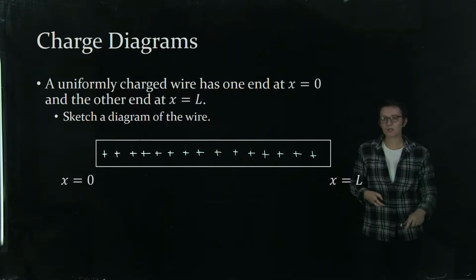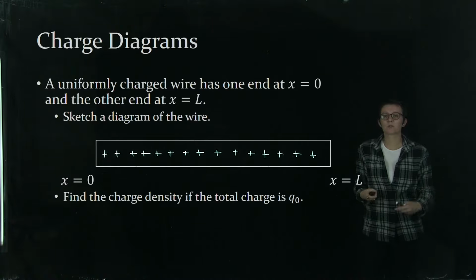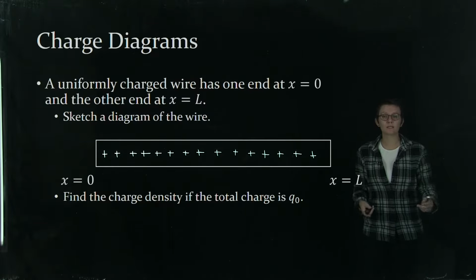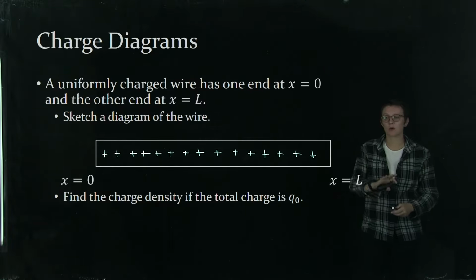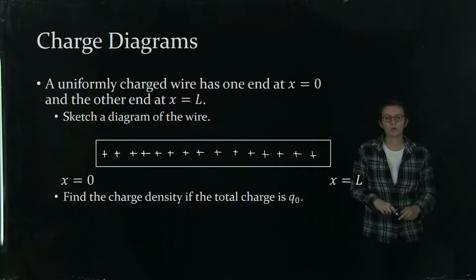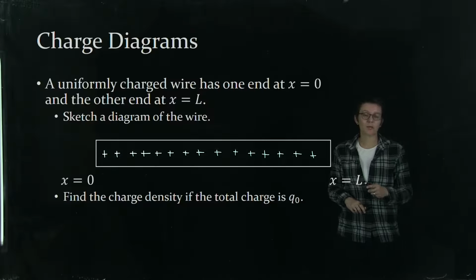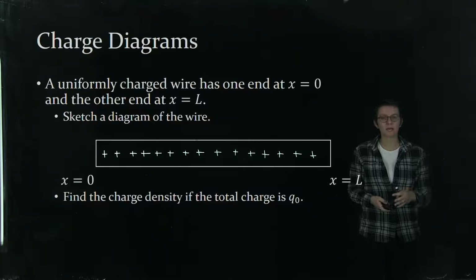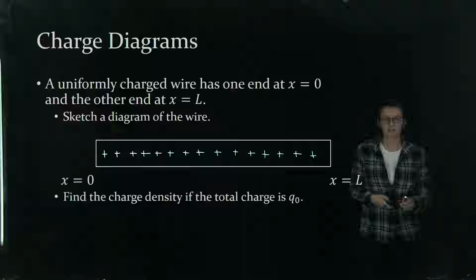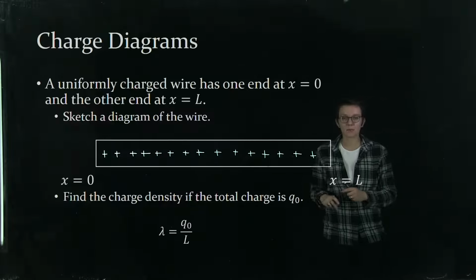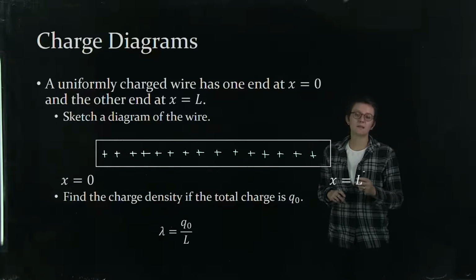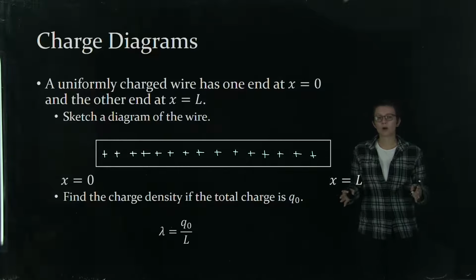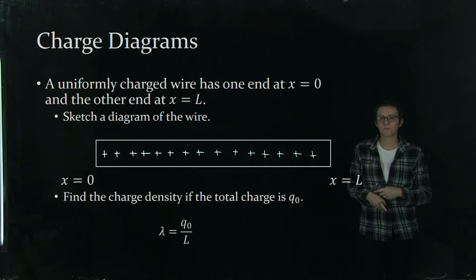And now another question that I might be able to ask is, what's the charge density? So find the charge density if the total charge is Q naught. So say the whole wire has a charge Q naught on it. Well, I know that because it's uniformly charged, I can take the total charge and divide it by the total length to get my linear charge density. So in this case, this one's nice and simple. My lambda is Q naught divided by L, where Q naught is the total charge and L is the total length.